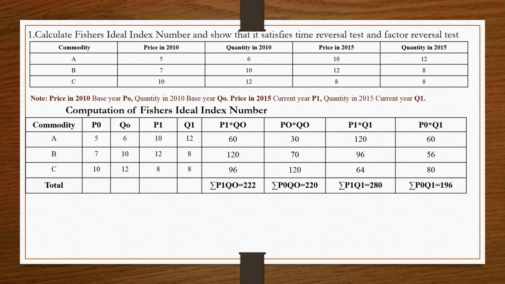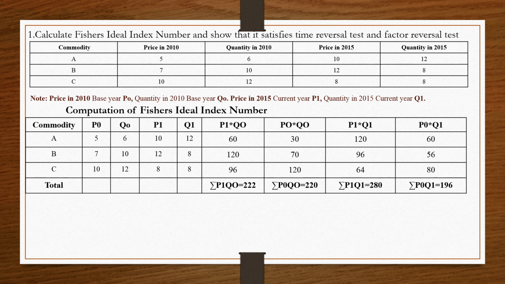Yes, here is a table. As usual, commodity, we write A, B, C. Then I have written the total below. Then P0, that is price in base year and quantity in base year, price in current year and quantity in current year. So as the question is given, in the same way we go on filling these 4 columns: P0, Q0, P1 and Q1. Next P1 into Q0, P0 into Q0, P1 into Q1, P0 into Q1.